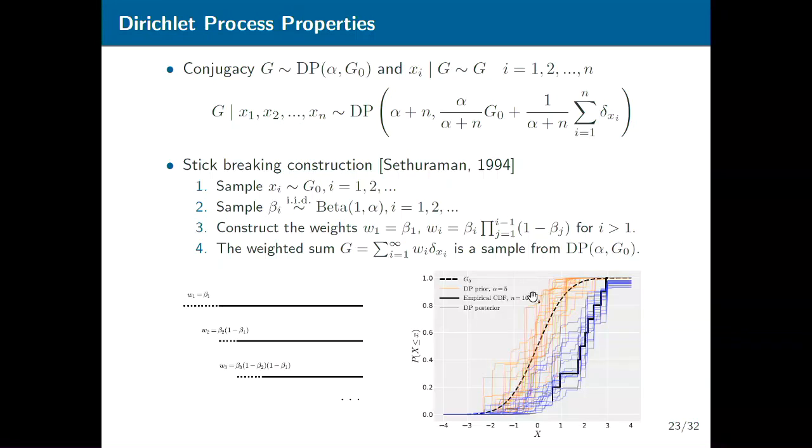And that's what this figure is showing here. The dashed line is the base distribution, in this case still a standard Gaussian. The orange lines, each of them is a sample from the prior. The data collected is the empirical CDF here, which is shown by the solid black step function. And then the posterior is shown in blue, where the samples from the posterior are essentially a compromise between the prior and the data.